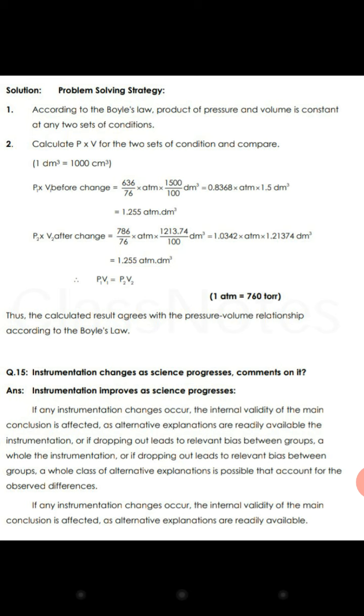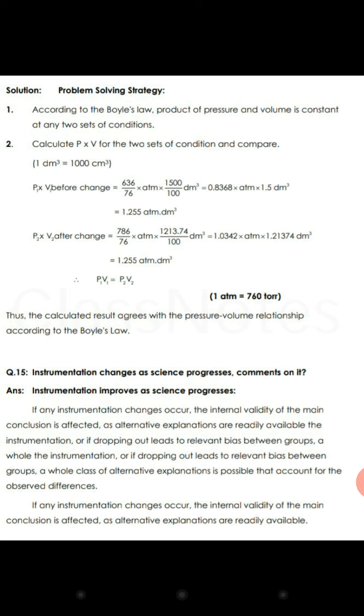If an instrumentation change occurs, the internal validity of the main conclusion is affected, as alternative explanations are readily available, or if dropping out leads to relevant bias between groups, or a whole class of alternative explanations is possible that account for the observed differences.